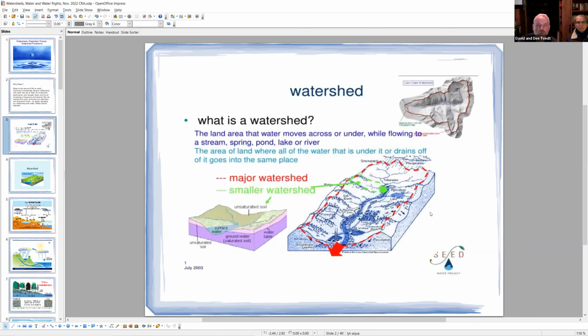And start out with what is a watershed? The land area that water moves across or under while flowing to a stream, spring, pond, lake, or river. The area of land where all the water that is under it or drains off of it goes into the same place. So you can see this boundary of the watershed here, and you can divide up watersheds into smaller watersheds. And notice on the diagram on the left, the groundwater and saturation of the soil is even with the surface water there.